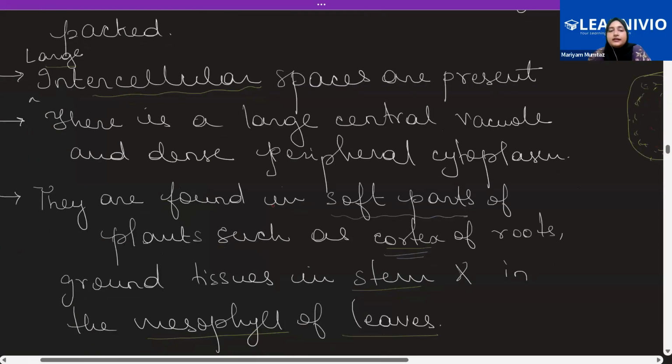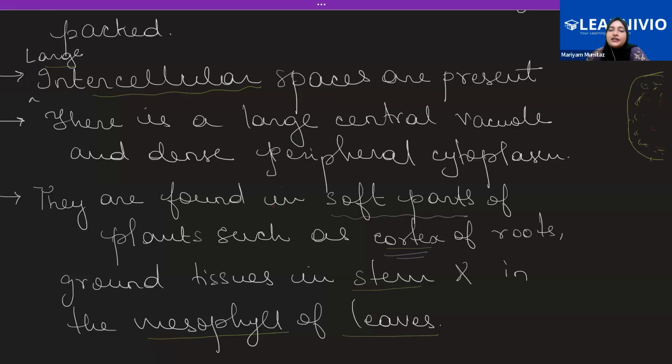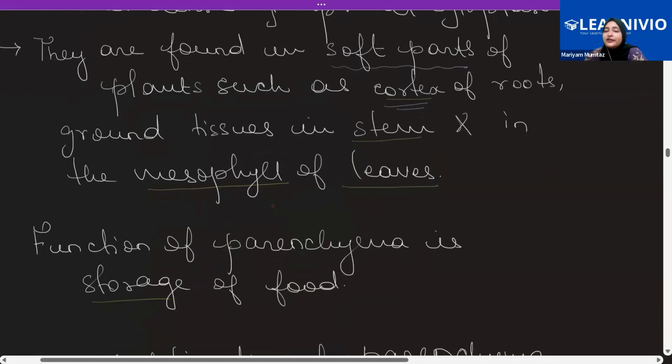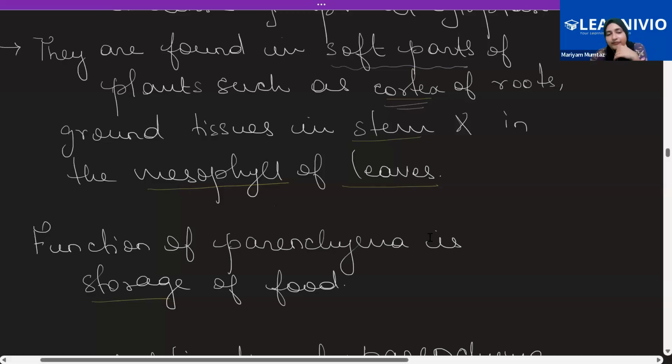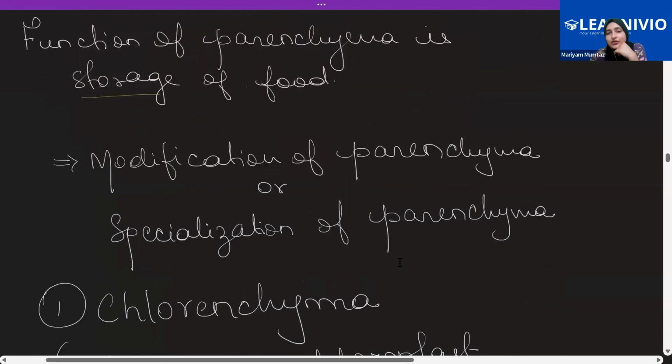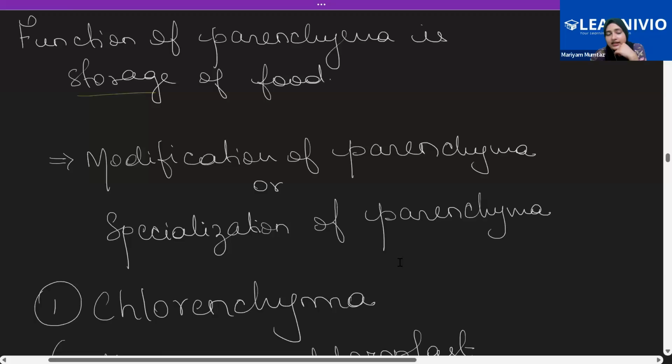Now, where is the parenchyma found? They are mostly found in the soft parts of the plant, because they do not have anything to make them hard. So the parenchyma is found in the soft parts of the plant, such as the cortex of the root. They are found in the ground tissues in the stem, and even in the mesophyll of the leaves. There are specialized cells in the leaves of the plant that we call mesophyll cells. The mesophyll cells also have parenchyma present in them. Now the function of the parenchyma is to store food.